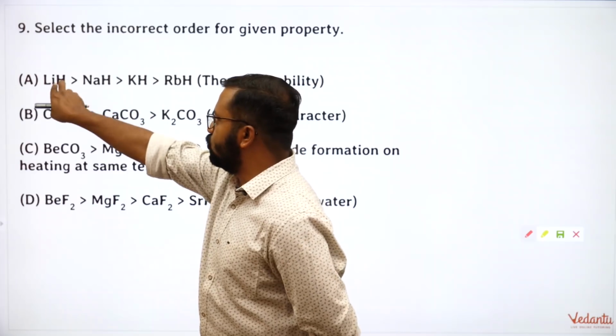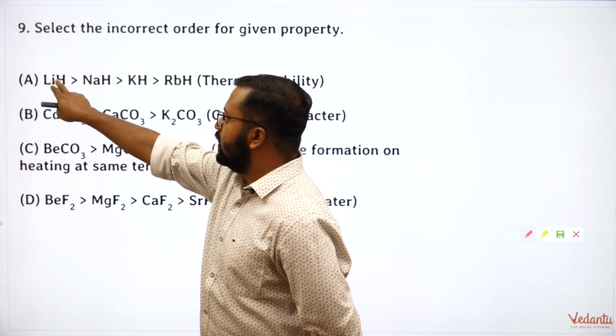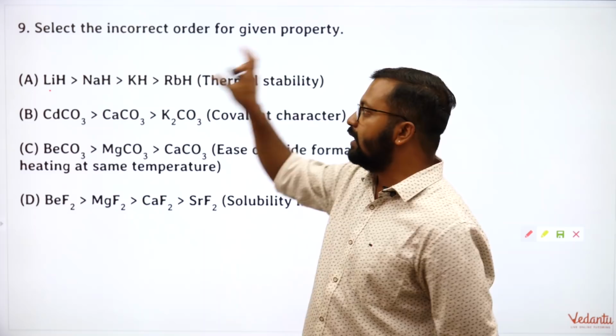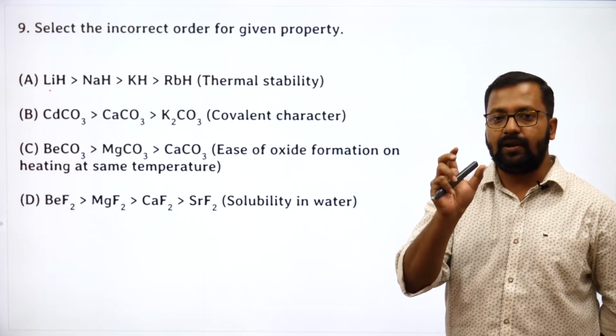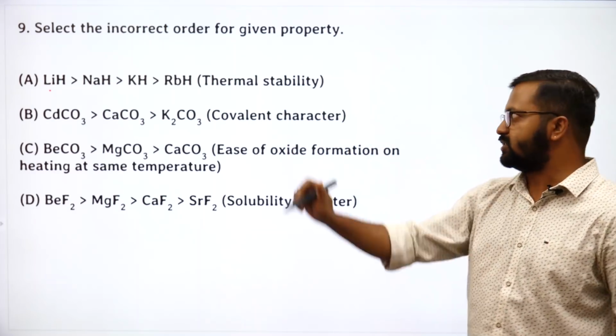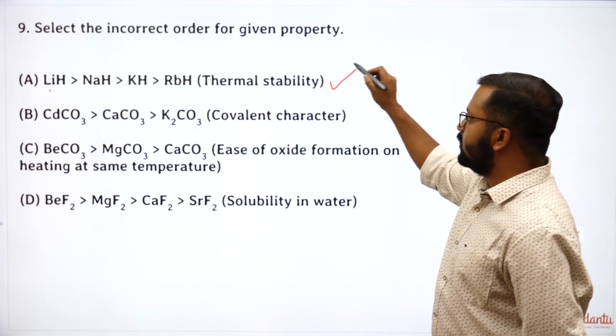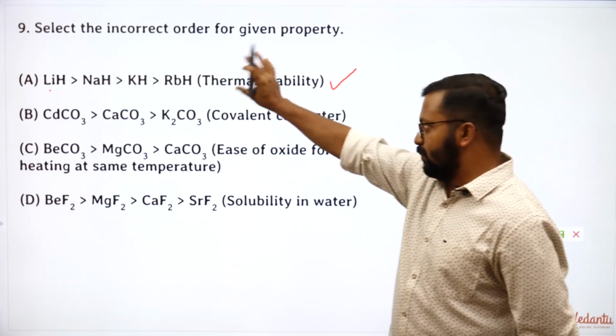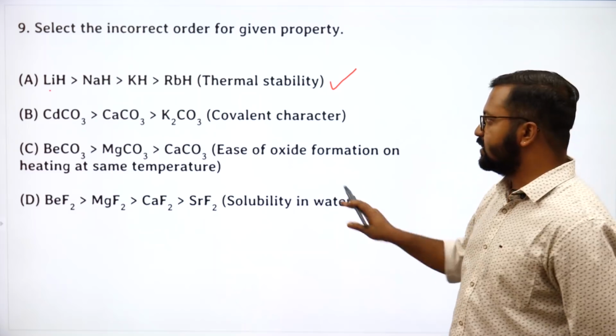Look at the size: where the cation size is smallest, that will be the most stable lattice and that will be thermally most stable. So the correct answer: this represents a correct statement. Next, covalent character.